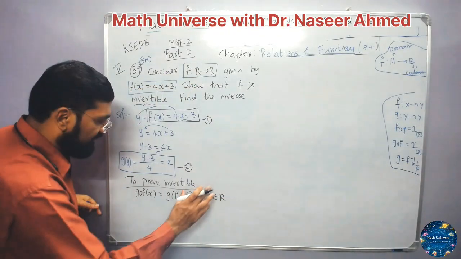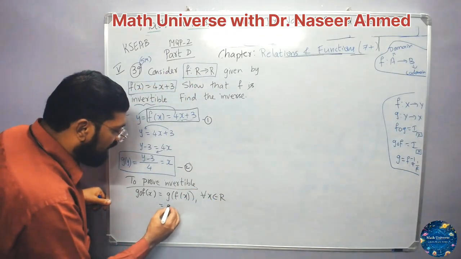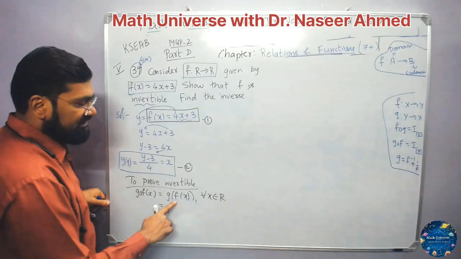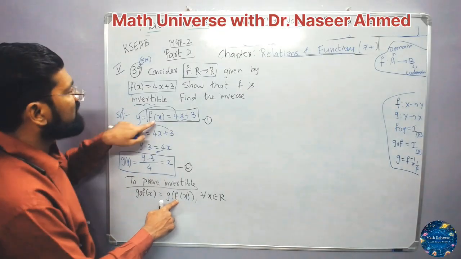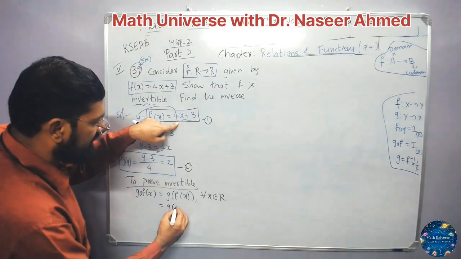Now, simplification one by one. From school days we know we solve from the innermost bracket, which is f of x. So what is f of x from equation number 1? 4x plus 3. Substitute.